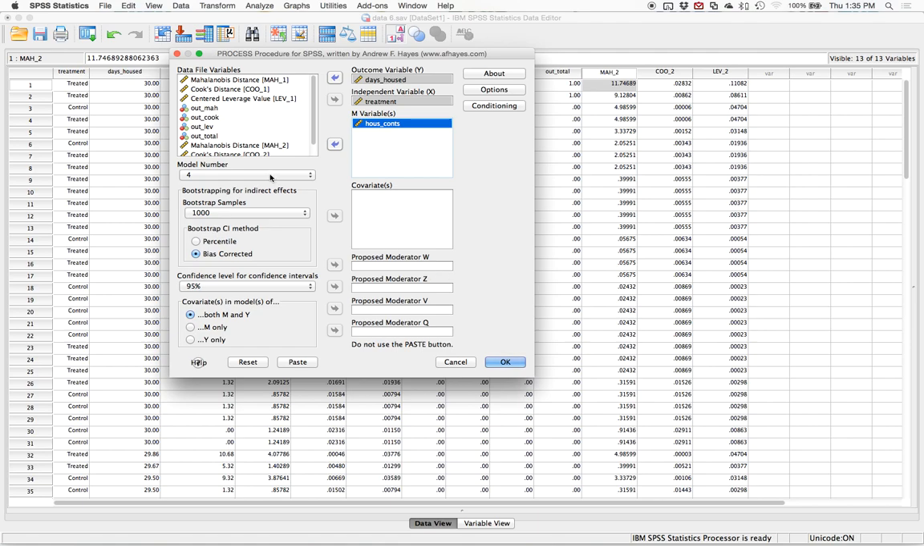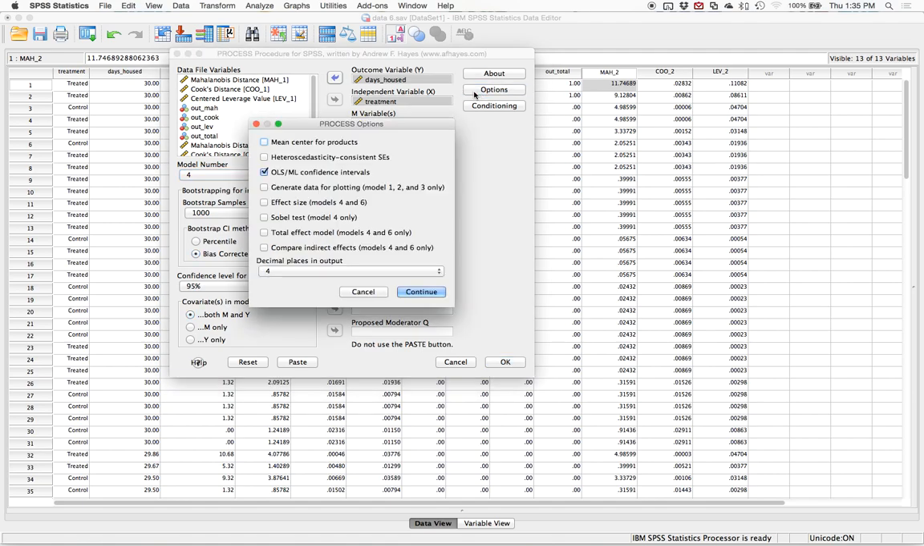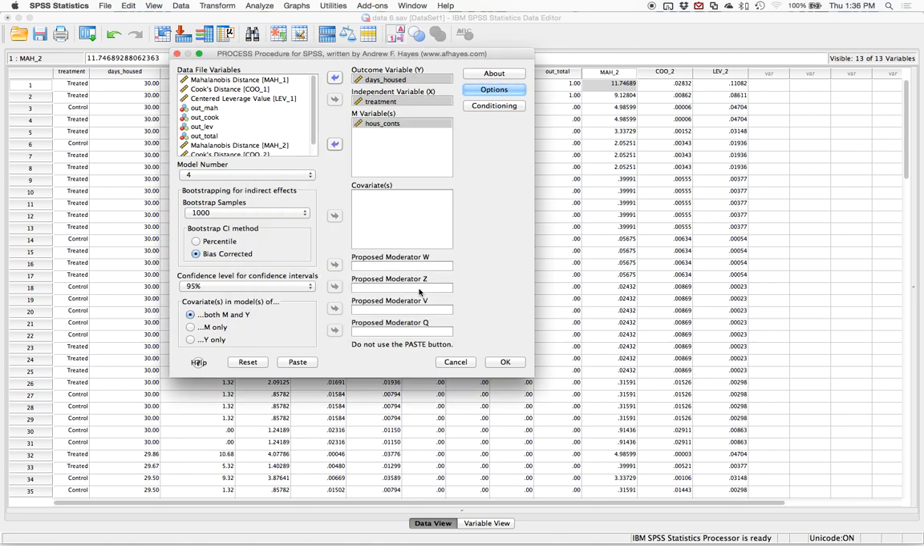All right, so we're going to leave the model number here as 4. Leave all this stuff alone. Under options, what you want to do is pick the first four. I'm sorry, that's moderation. So if you pick effect size here, because we want to get kappa squared, the Sobel test to test if mediation happened, and then the total effect model and compare the two models. Okay, so the bottom four, essentially all of them. Continue, and then go.